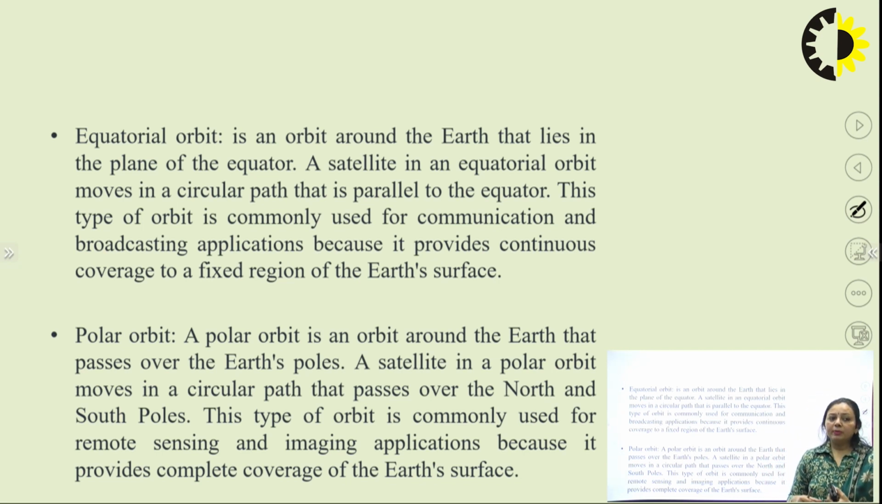Next one is the polar orbit. A polar orbit around the Earth passes over the poles. A satellite in a polar orbit moves in a circular path that passes from the north to the south poles. This is commonly used for remote sensing and imaging applications, and it also provides complete coverage of Earth's surface. See, in case of equatorial orbit, I am having continuous coverage, and in case of polar orbit, I am having complete coverage.